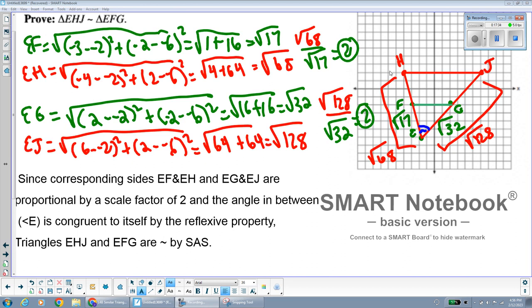Now I found that the corresponding sides were proportional because I used the distance formula to find the length of EH and its corresponding side EF, and then I divided the side from the big triangle over the corresponding side from the small triangle to get the scale factor. And I did that with EG and EJ as well. After I found the lengths, I did EJ, the side from the big triangle, divided by the corresponding side from the small triangle, and I got that it had the same scale factor.